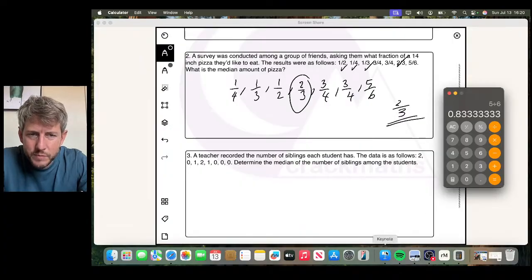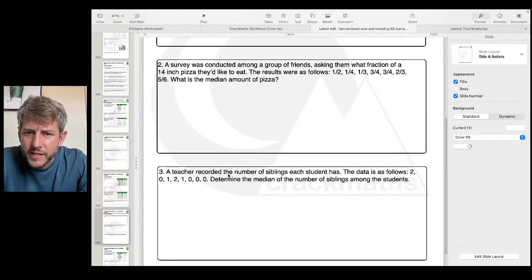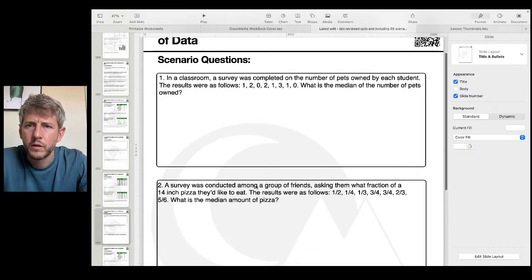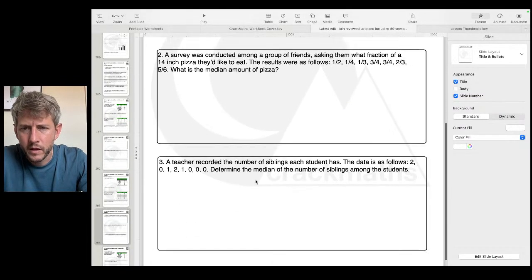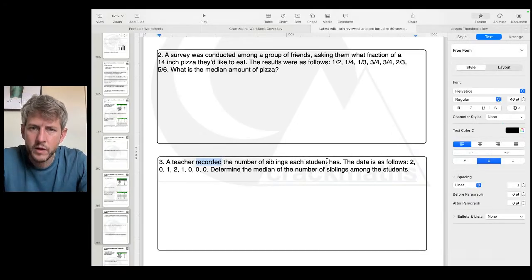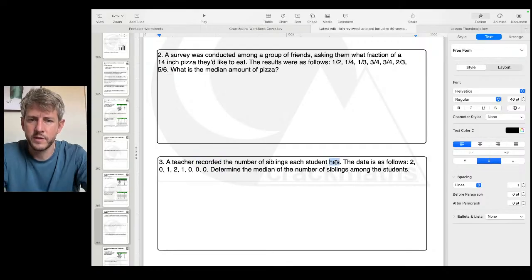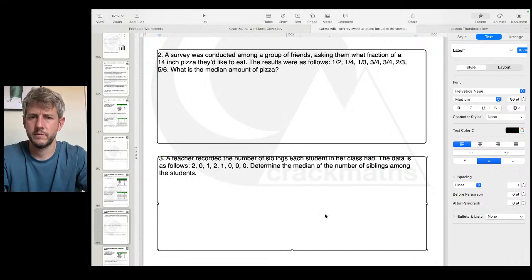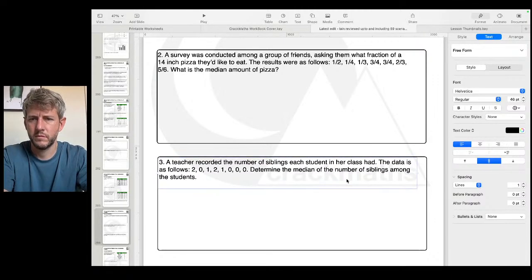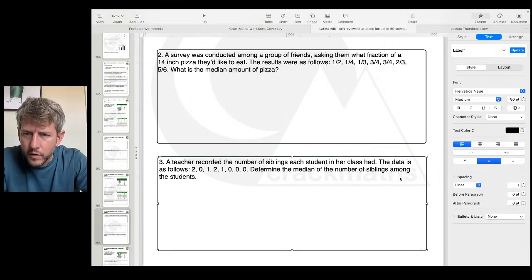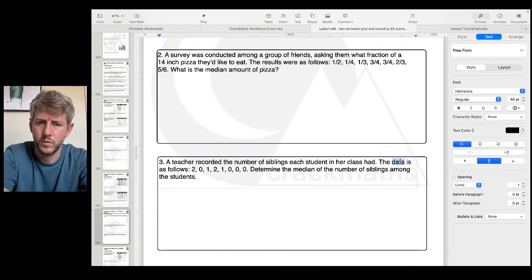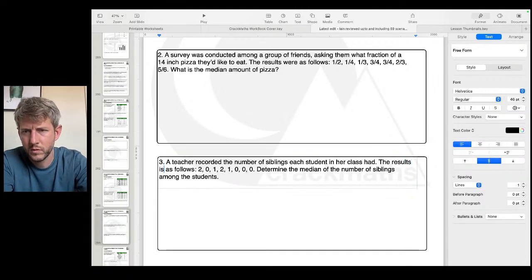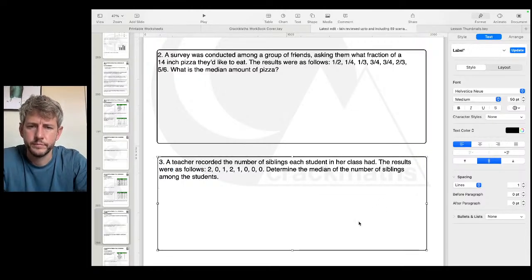We've got this problem here again. Right. A teacher recorded the number of students, the number of siblings each student in her class had. There we go. The data. Determine the median number of siblings among the students.